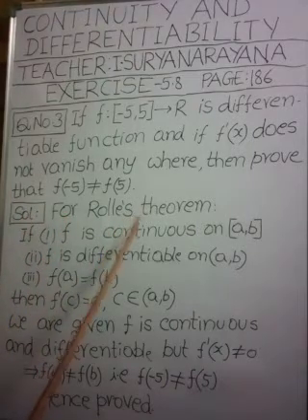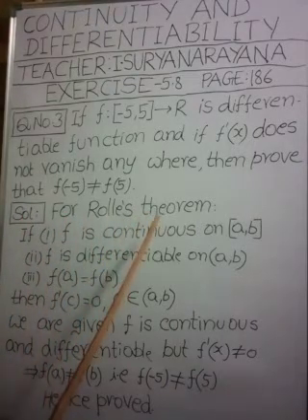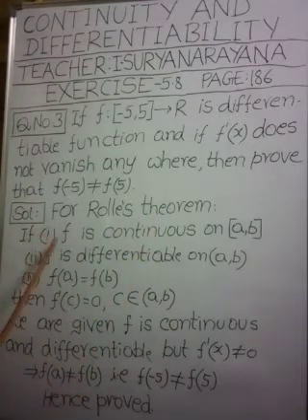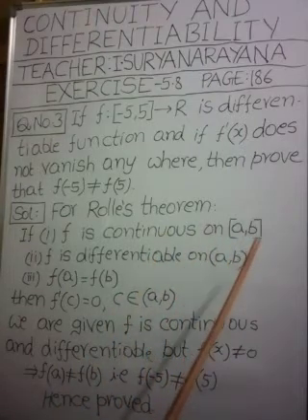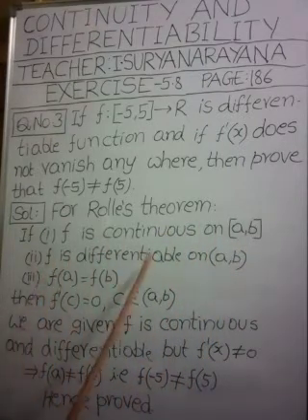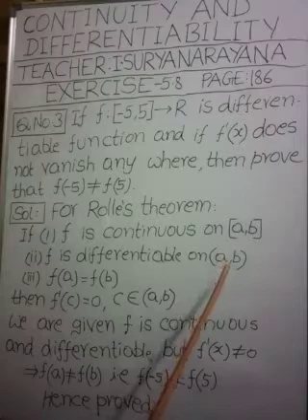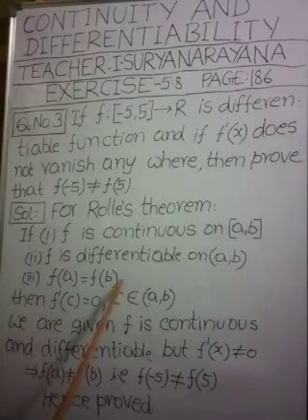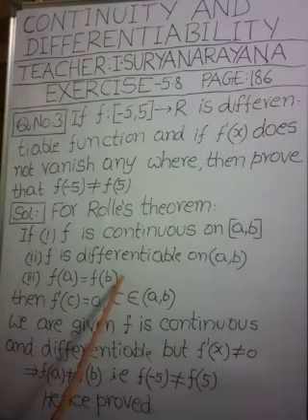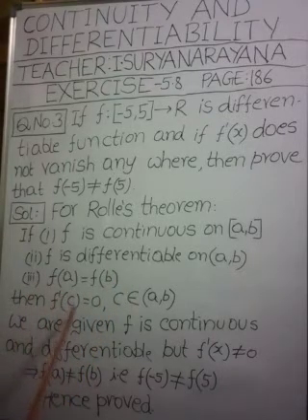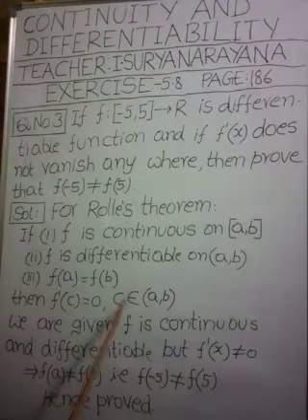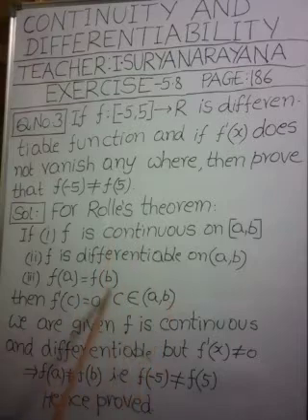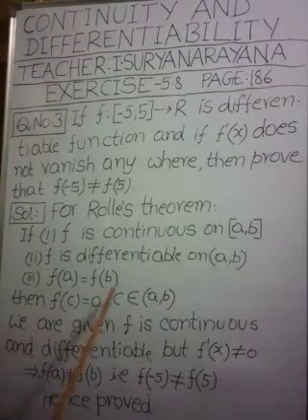For Rolle's theorem, what are the conditions that should be satisfied by the function f? F should be continuous on the closed interval a comma b. F is differentiable on the open interval a comma b, and f of a is equal to f of b. These three conditions should be satisfied by f. Then f dash of c is equal to 0 for c belongs to the open interval a comma b. Do you remember these three conditions, my dear children, for Rolle's theorem?